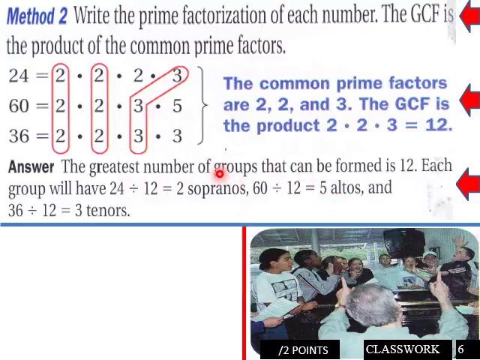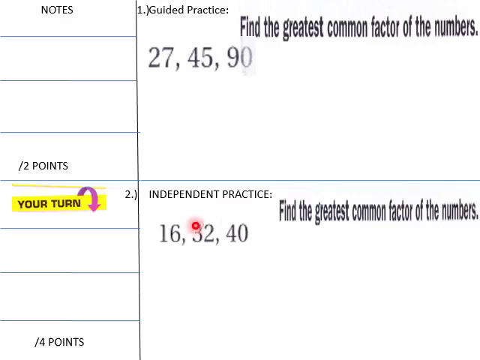So the greatest number of groups that can be formed is 12. Each group will have 24 divided by 12 sopranos, 60 divided by 12 altos, and 36 divided by 12 tenors. So that's one way you could figure out what to put into each group: by factoring each one of these down and then finding your GCF that way.